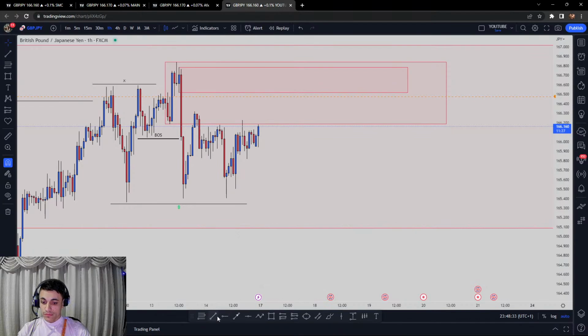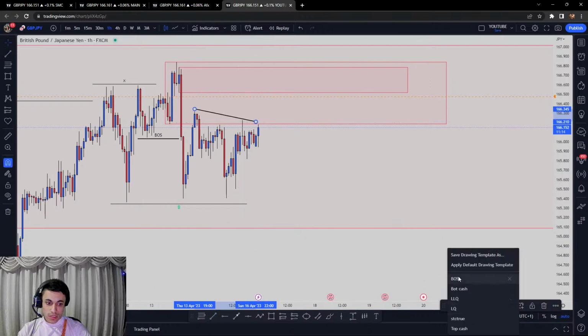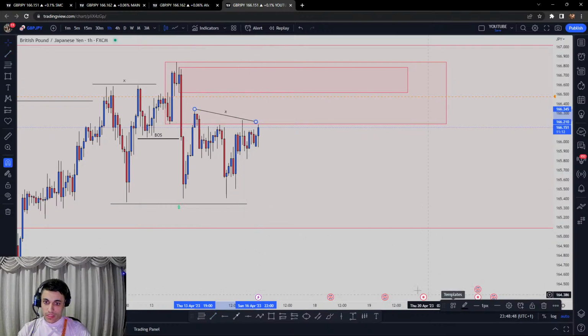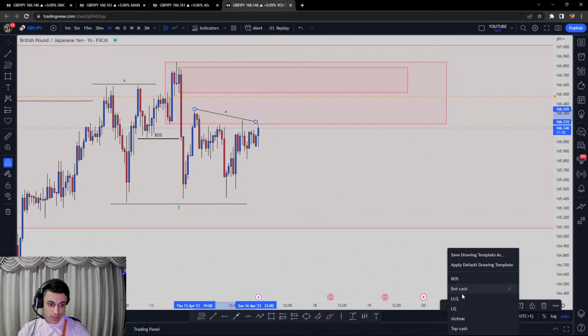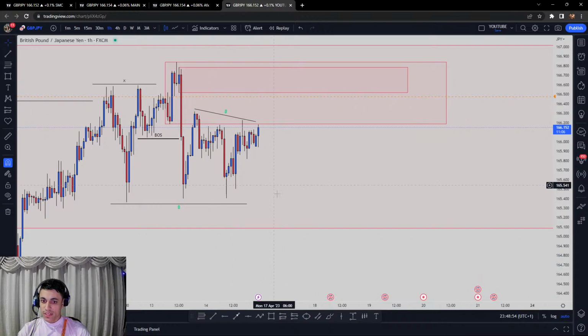Now, once the market broke structure and validated this OB, we created liquidity along the way. Look at that. We have liquidity from here to here. So let's call that a liquidity. Oh, no, that's not the one. Top cash, boom, liquidity. See that? Now look what the market's trying to do. It's trying to grab that liquidity. The market is pushing up.